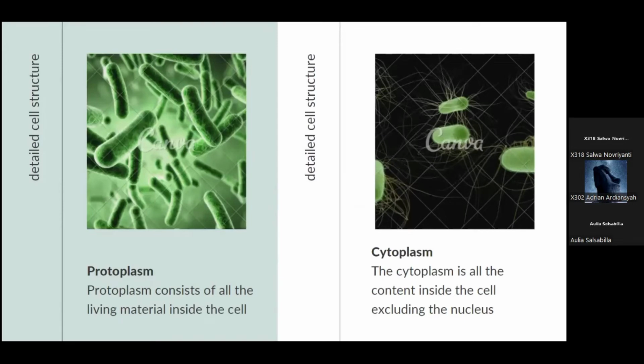Point number one, detailed cell structure. Number one, protoplasm. Protoplasm consists of all the living material inside the cell. Number two, cytoplasm. The cytoplasm is all the content inside the cell excluding the nucleus.